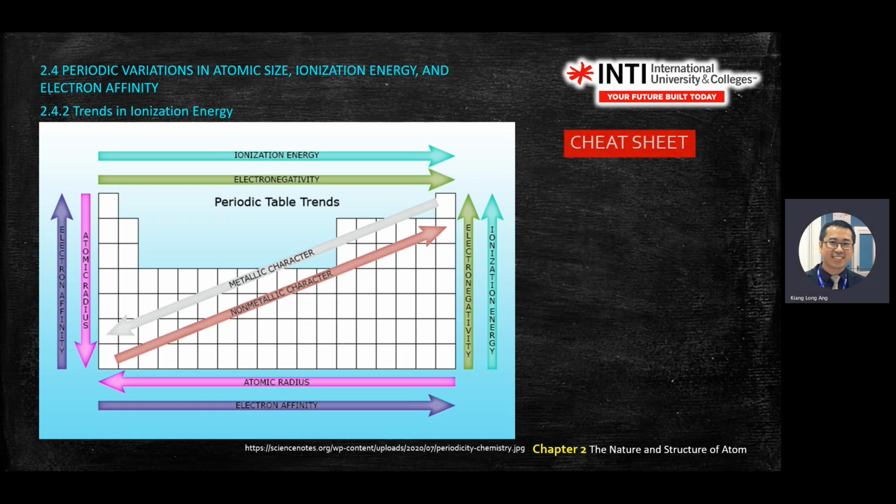Metallic characteristic drops if you go diagonal. Non-metallic becomes stronger if you go up diagonal. Electronegativity means the tendency to become a negative ion if you stay on top of the table. The higher up in the periodic table, the harder it is to pull an electron from it, meaning you need more energy to pull the electron because it's at the top.